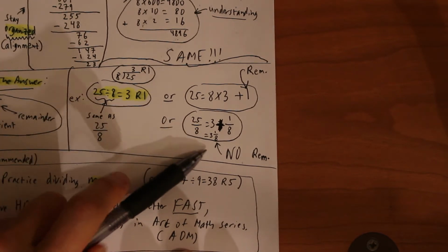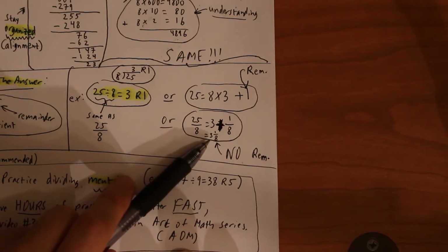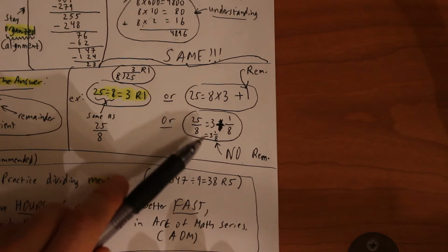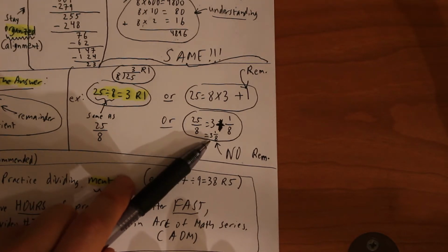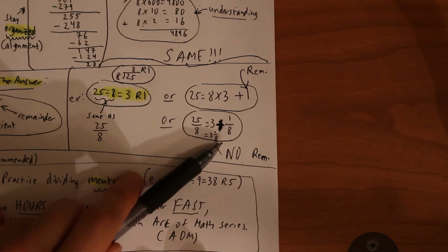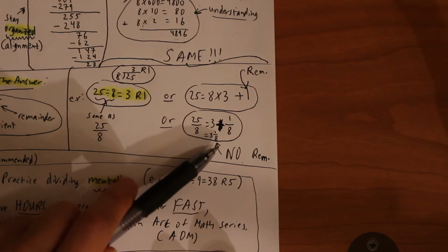1/8. Now here there's no remainder, which means that if you take 8 of these 3 1/8, they should fit perfectly into 25. So just imagine we take 8 3s, that's 24. Now we take 8 1/8. 8 1/8 is just 1. So we have 24 plus 1, which is 25. So this way of thinking has no remainder.